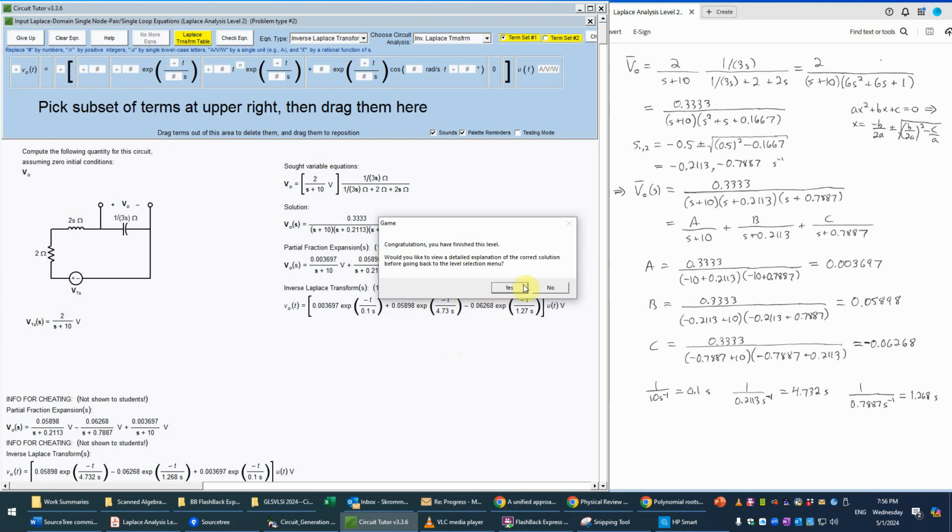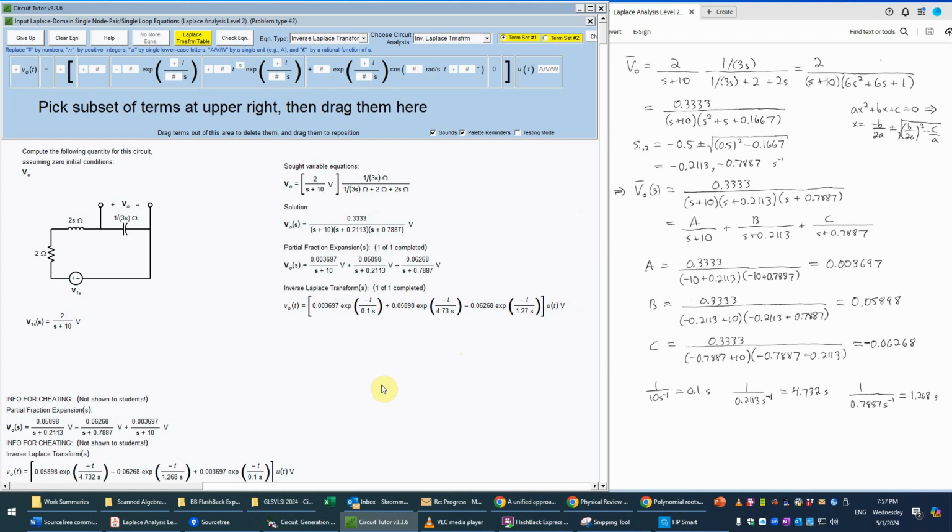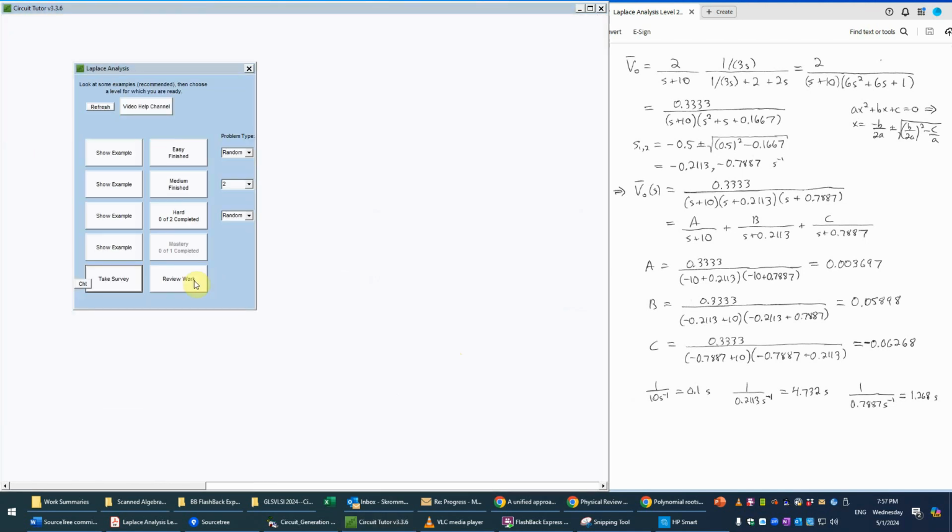And you do have the option to view a detailed explanation. I think in this case it's not going to show us a lot that we need. So, but if you want to review, you can always do that. I'm just going to skip that step here. And then again, here's the review work button. So that completes this example.